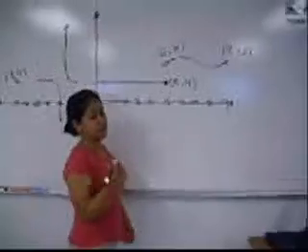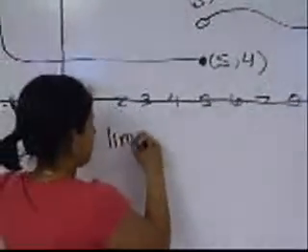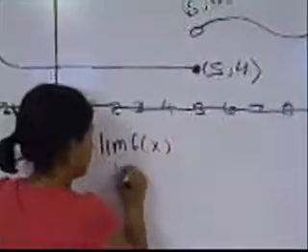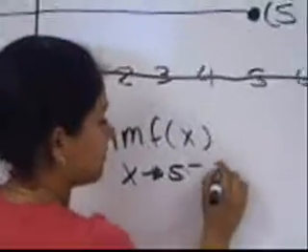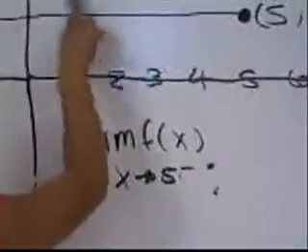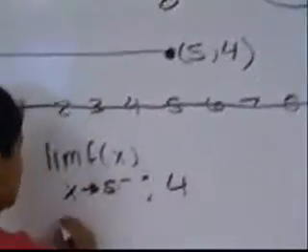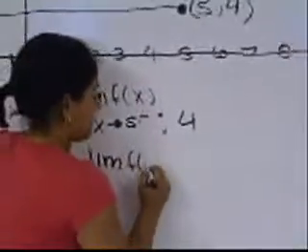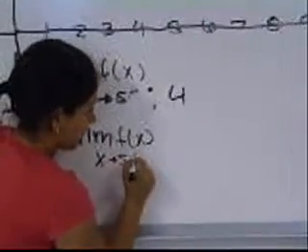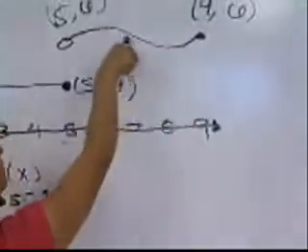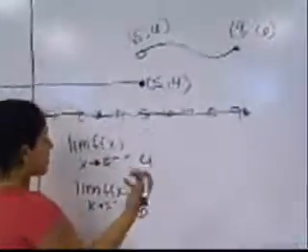Okay guys, another example for the notation. Let's try this one. What's the limit of f of x as x approaches 5, but from the left side? Here, that's your answer. Now what would be the limit of f of x as x approaches 5, but from the right side? 6 is the answer.